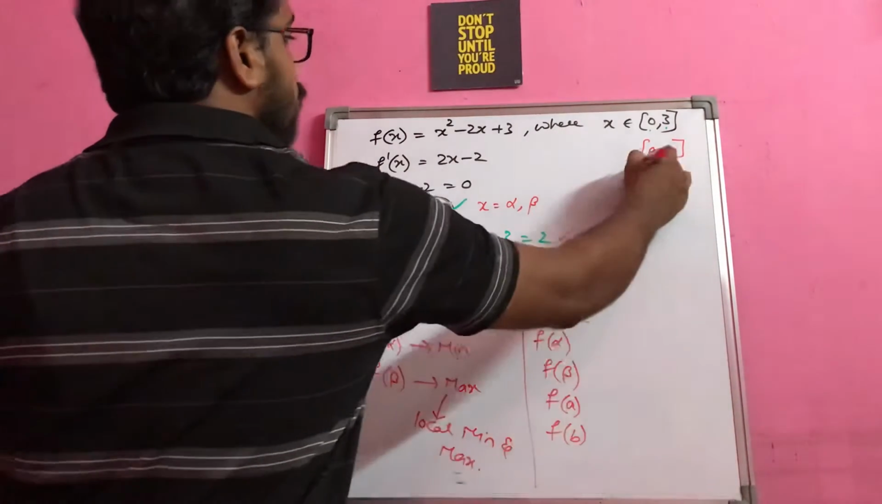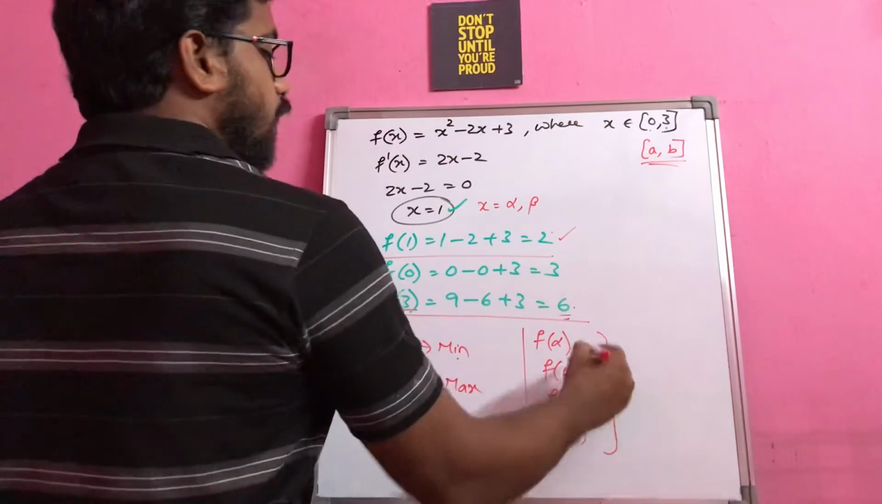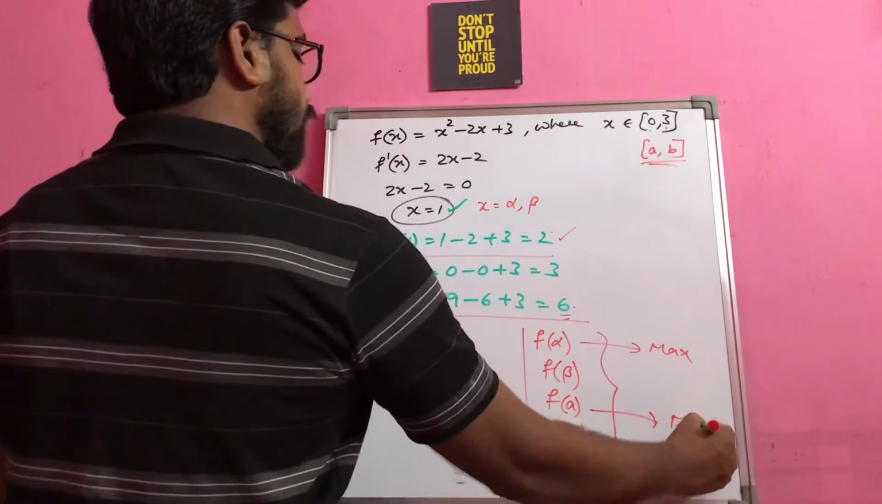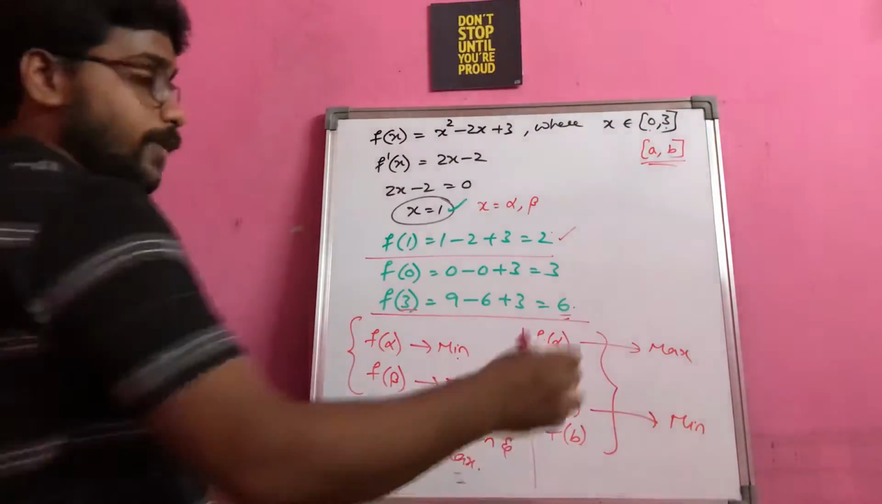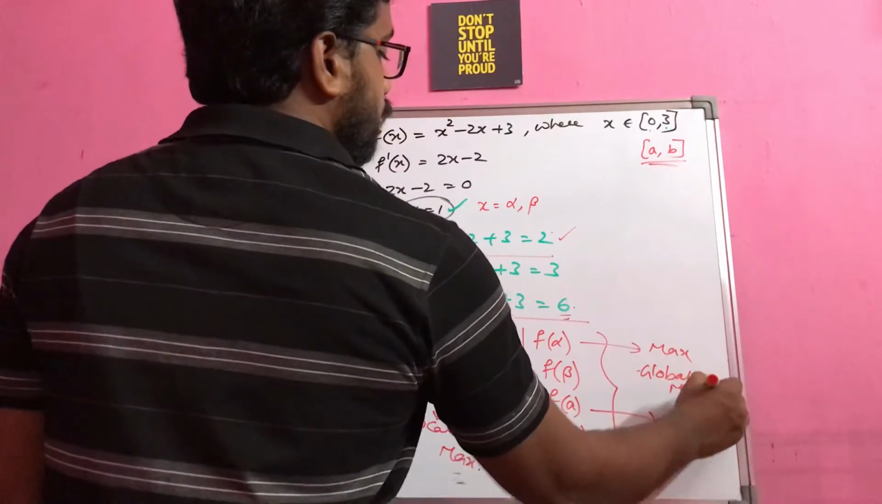In a similar way, if you are finding the function value at alpha, beta and a and b, that means you are considering the domain also into the picture. If you are finding in this way, and let us say here I get the maximum, somewhere here I get the minimum, this type of maxima and minima is called global maxima and global minima.